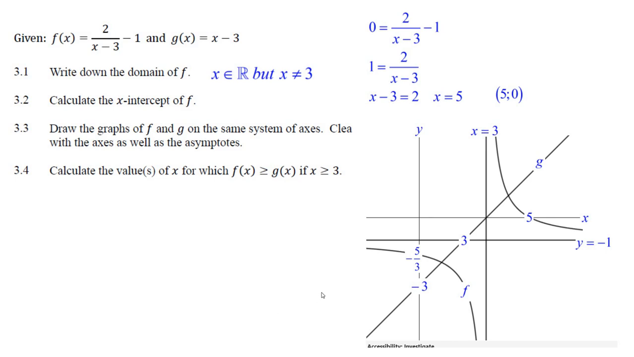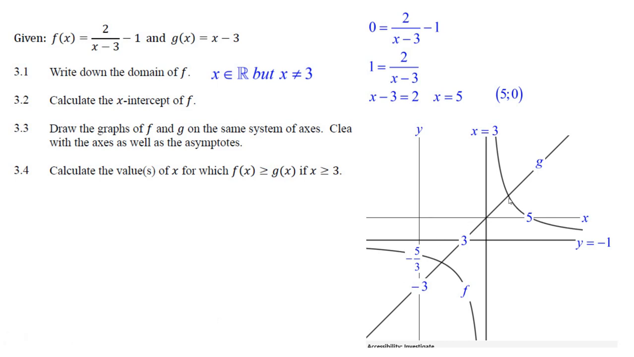Okay, there it is all sketched. Now here's the harder question. Calculate the values of x for which f will be bigger than g. If x is bigger than 3, where does f, the hyperbola, go above g? Well, it looks like it's above it here, but it's below it here. So maybe it's here. It's certainly f is below here, but they said bigger than 3, and I can see f is below 3.